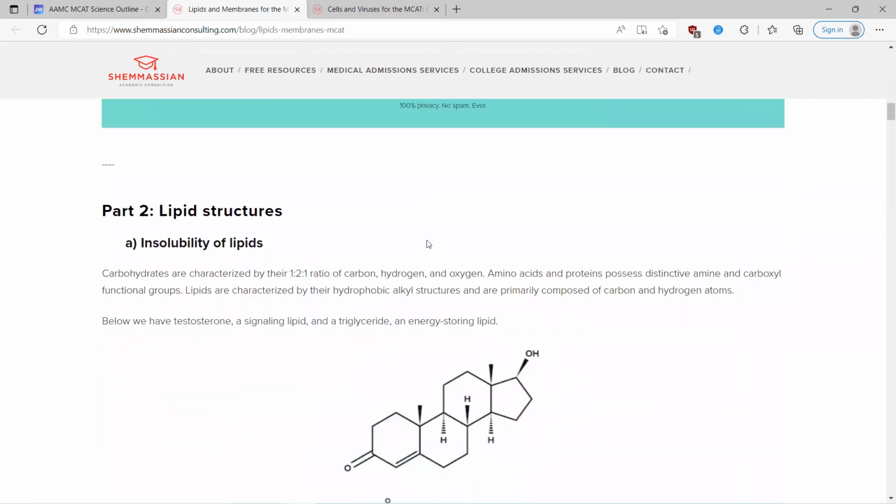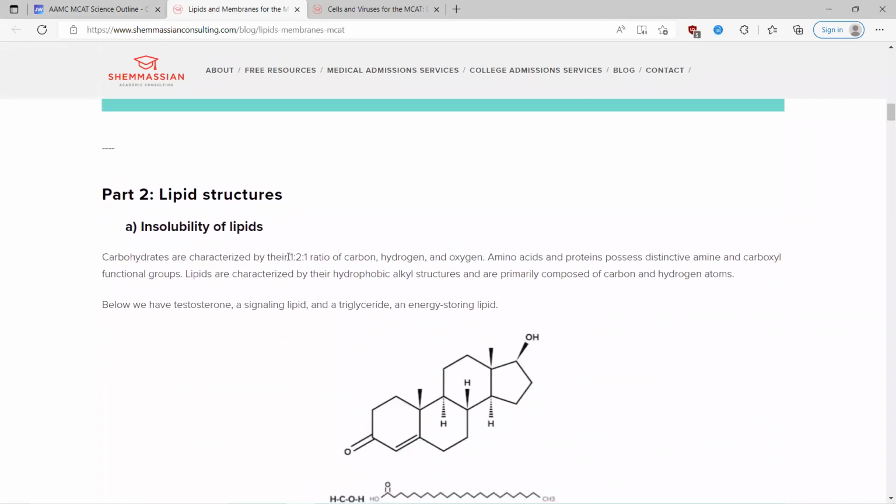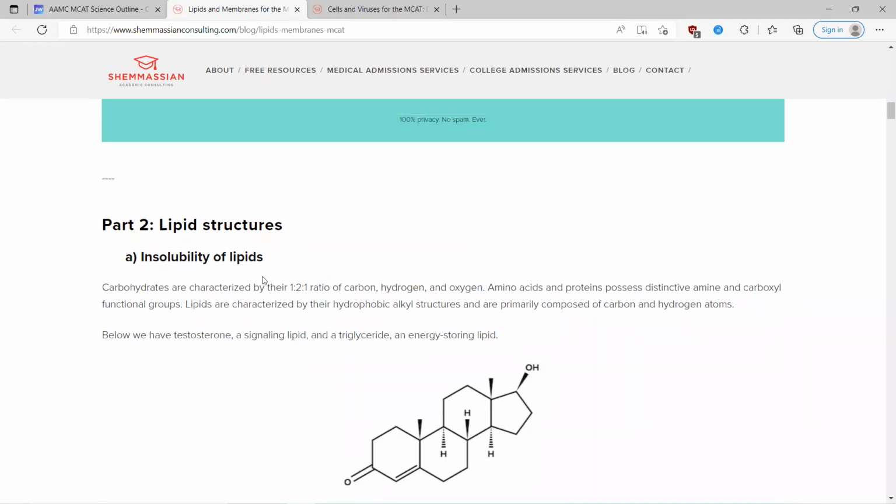So to compare these things, a carbohydrate has a very specific ratio, 1 to 2 to 1 of carbon, hydrogen, and oxygen. So it looks like CHO. And those are the things like glucose and sucrose, the sugars that we saw, right? Amino acids and proteins. Proteins are made up of those amino acids, and amino acids have that N terminus and that C terminus that we talked about, the distinctive amine and carboxyl groups.